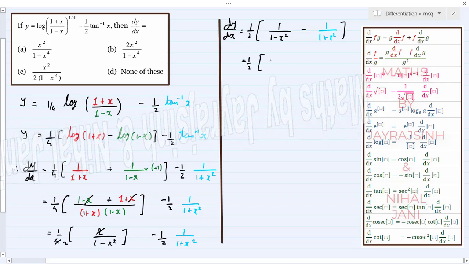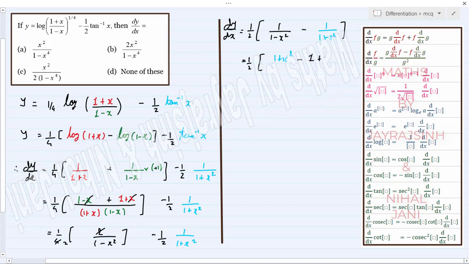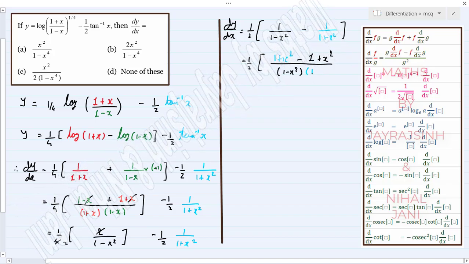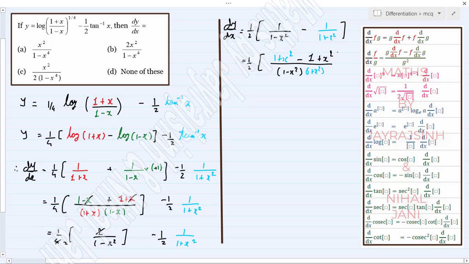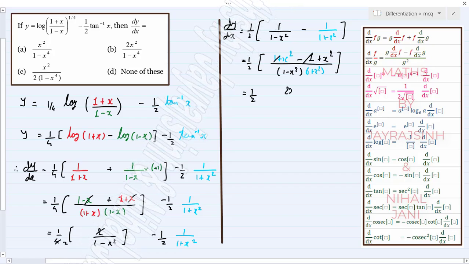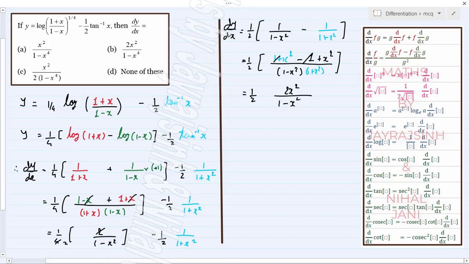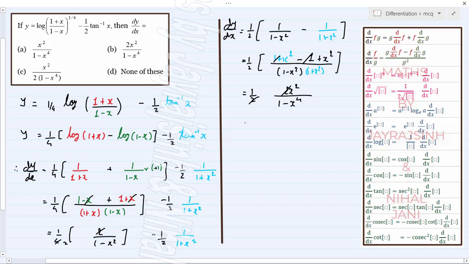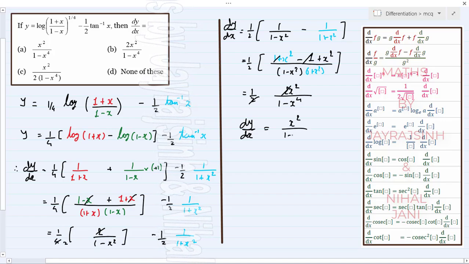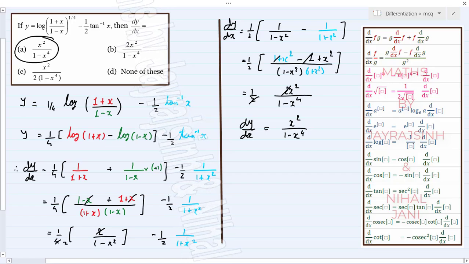Now let's take LCM again. So we'll get 1 plus x square minus 1 minus x square, or we can say plus 2x square, whole divided by 1 minus x square into 1 plus x square. So 1 will cancel out. We will get x square plus x square, which becomes 2x square, and in the denominator we will get 1 minus the square of x square, or we can say x raised to 4. So this 2 will cancel out, and finally your dy by dx will be x square upon 1 minus x raised to 4, which is given in option A.